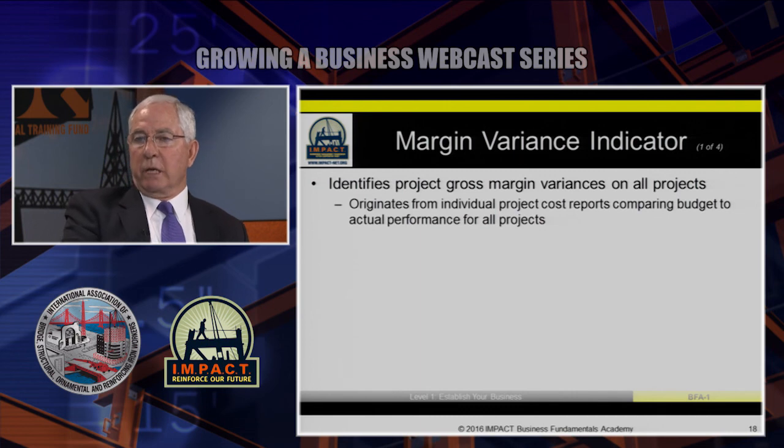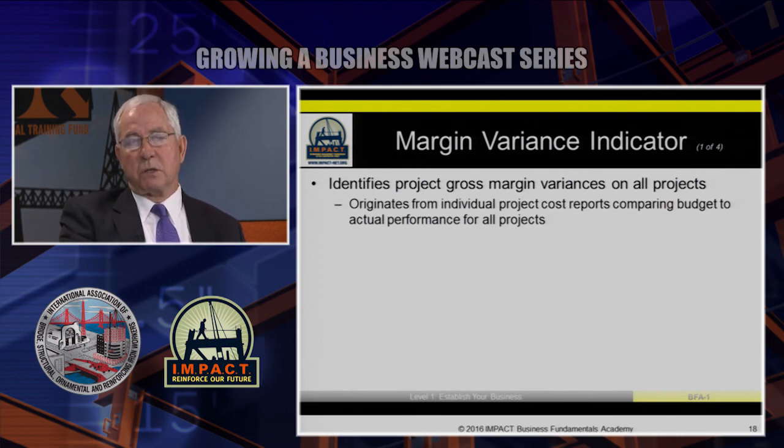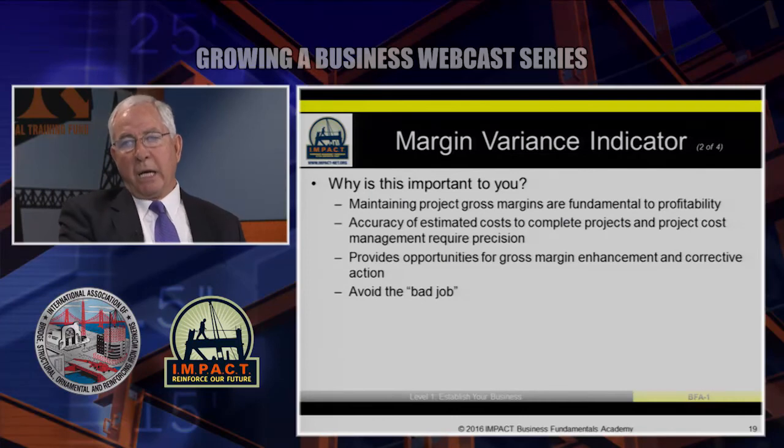And it originates from the original project job cost report comparing budget to actual performance on all projects. But in order to do that accurately, you've got to know the quantities installed. So it's not just knowing the quantity of labor that went into a particular phase or task on an estimate, but also what were the quantities installed. So it tracks labor compared to the quantities installed, so we're getting production rates. And it provides for margin enhancement and corrective action. If we've got situations that need to be corrected, we can take action on those.